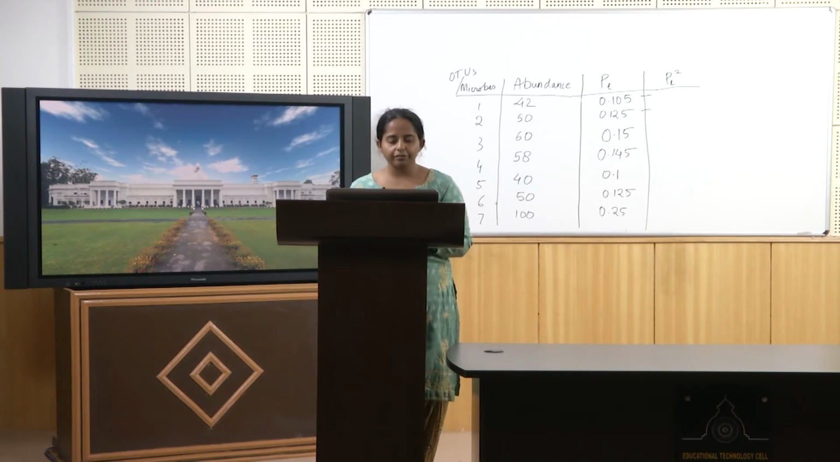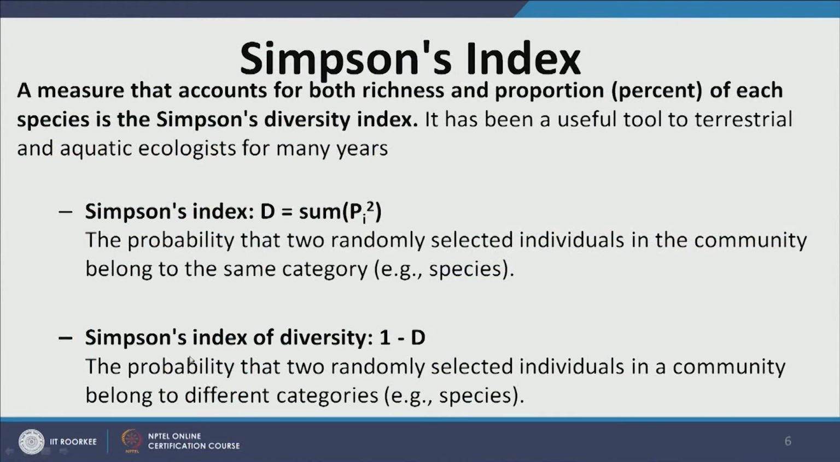And if we subtract it from 1, we get Simpson's index of diversity, which is the probability that 2 randomly selected individuals in a community belong to different categories, which helps us define Simpson's index as the probability that 2 randomly selected individuals in the community belong to the same category.